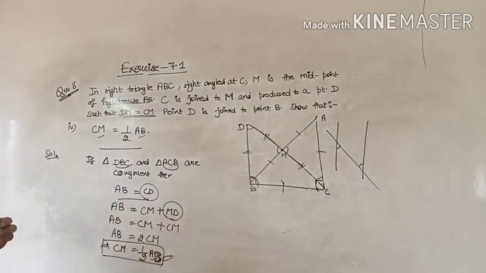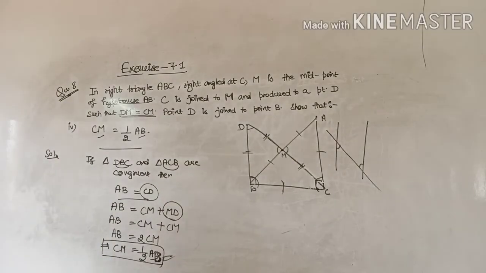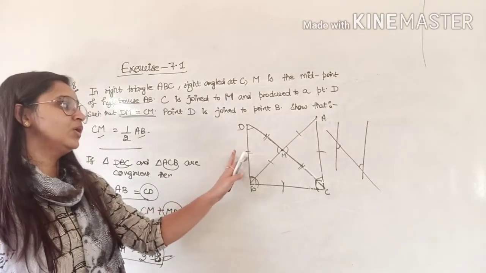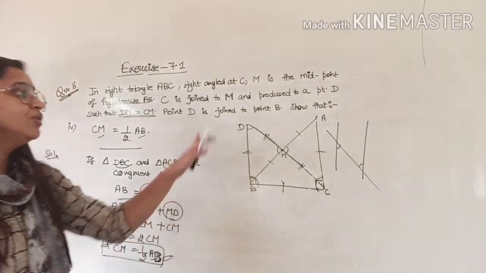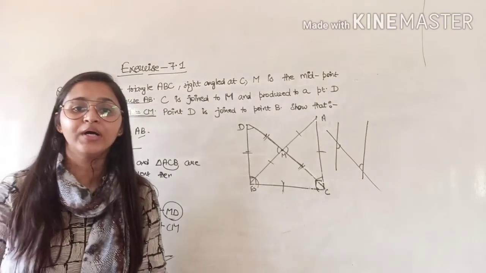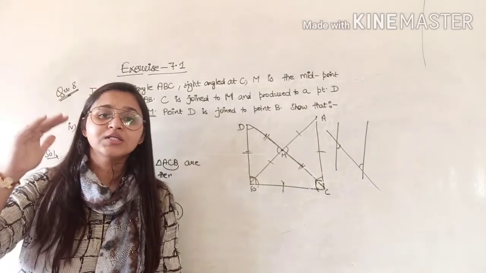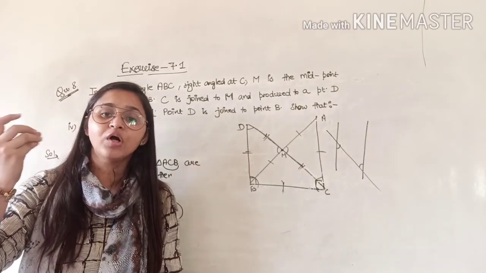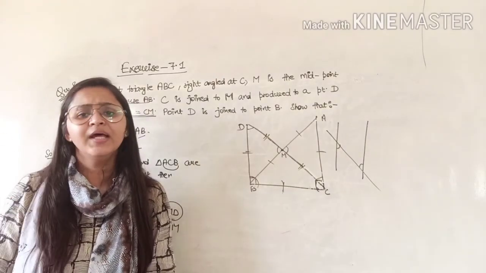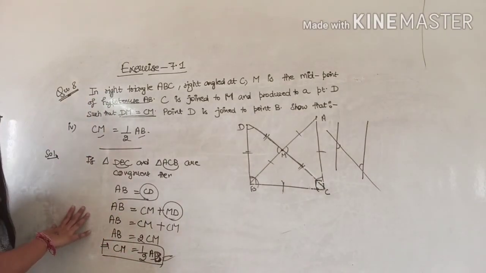Question number 8 was a very good question. You have to practice this. You have to understand the concept. Three to four concepts are applied in this single question. So you need to practice the questions and the concepts. If you are able to analyze the figure, what is given, what we have to prove, what we have to apply, which rules can be applied, what are the possibilities, then easily you can do the question. So this was all about exercise 7.1.